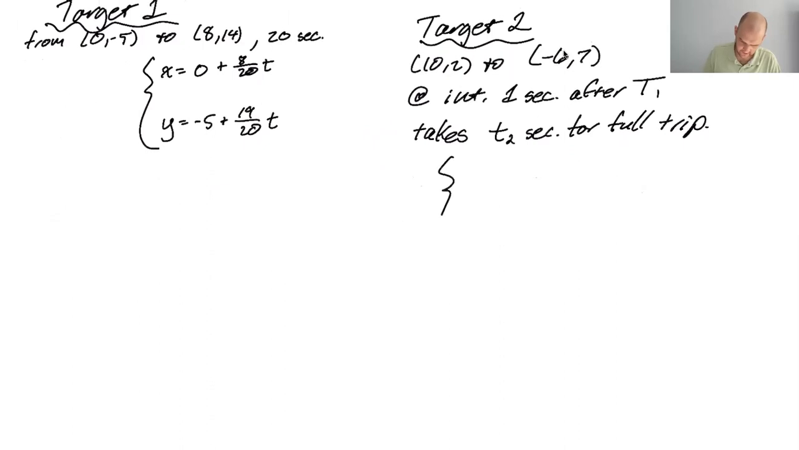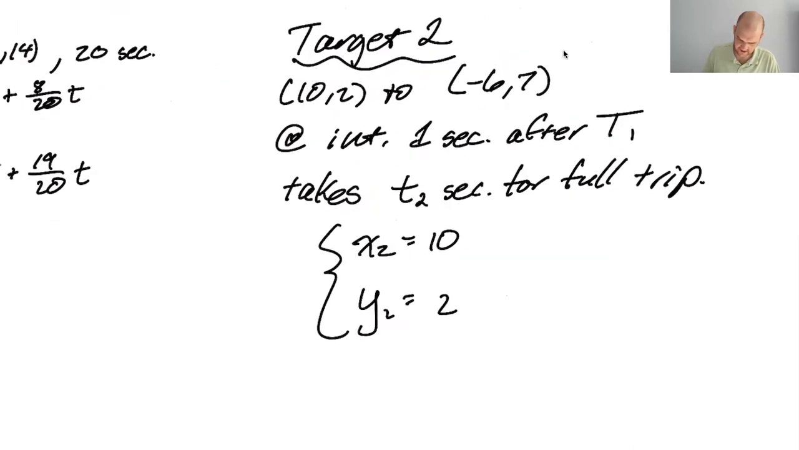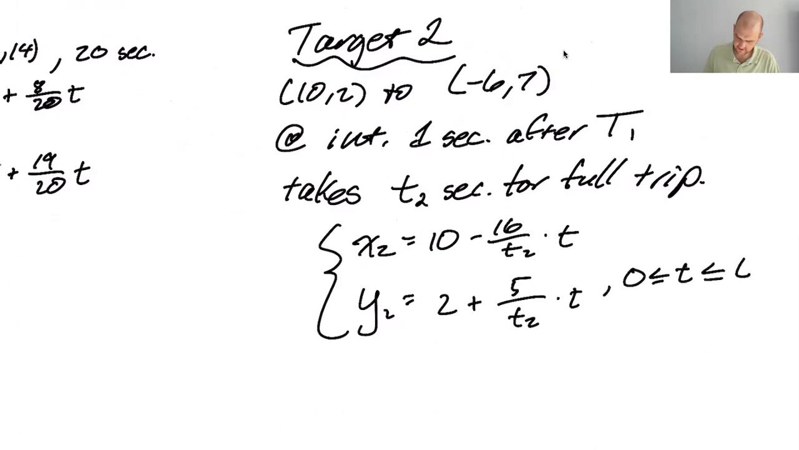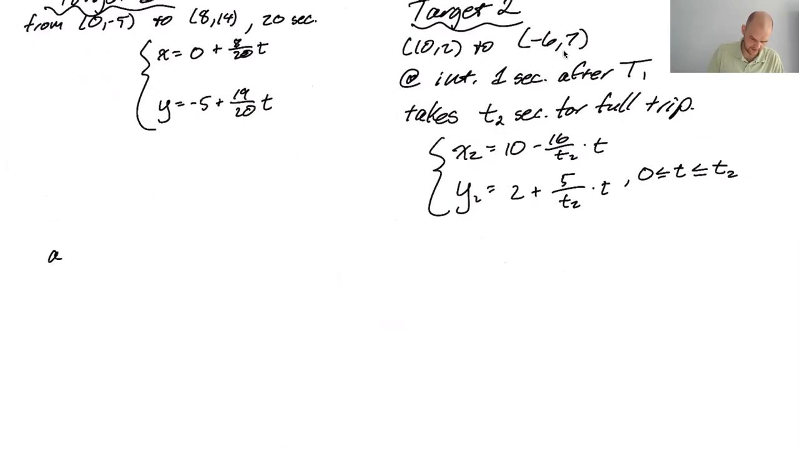And we've solved this kind of thing a couple of times at this point. So my equations, x2, y2, are going to be 10.2, and then we lose 16, but it takes T2, times t, and then you gain 5, T2 times t. Your time interval is 0 to T2. All right, let's do part A.